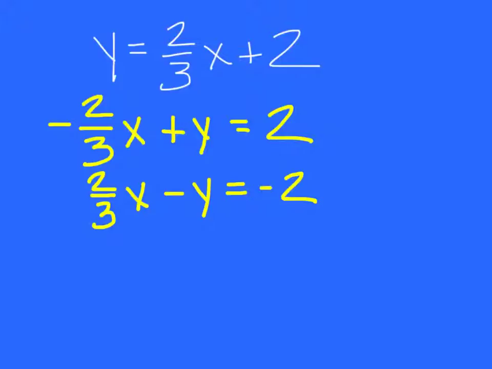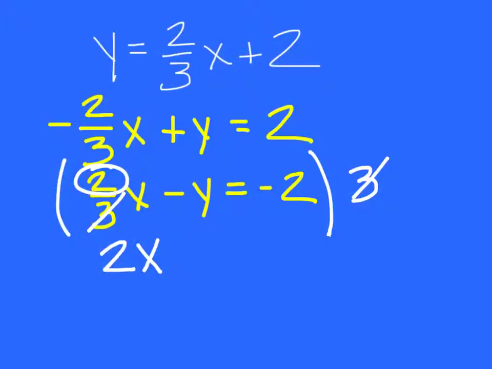So there's one condition met. Now for the fraction, to get rid of the 2/3, you have to multiply the entire equation by the denominator of the fraction. By doing that, it cancels out with that denominator and you're left with the numerator, which is 2x. But you must also multiply that 3 by the minus y and multiply it by the negative 2.